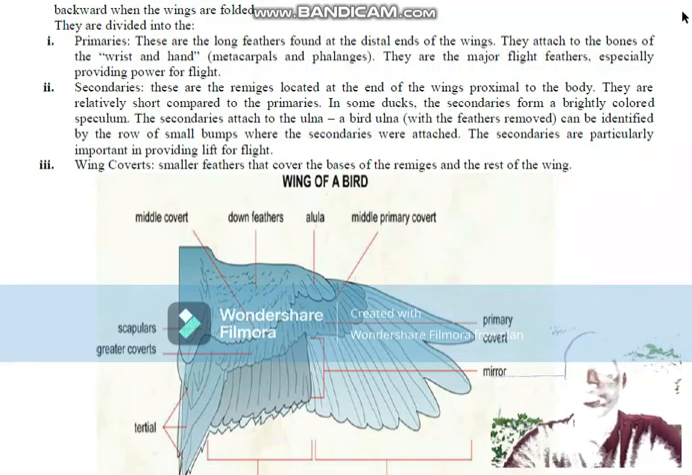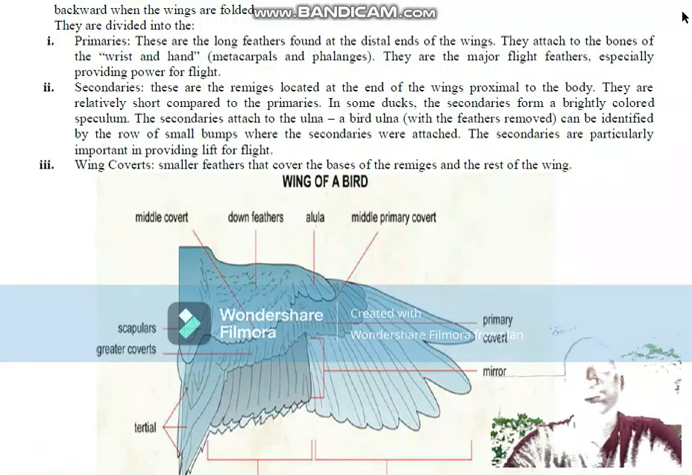As we say, these are the ones that attach to the wrist bone and the hand bone, which are fused, which are metacarpal and phalanges, and their main function is for maneuvering during the flight of the bird. Now secondaries, these are located at the end of the wings, proximal to the body, and they are relatively shorter compared to the primaries.